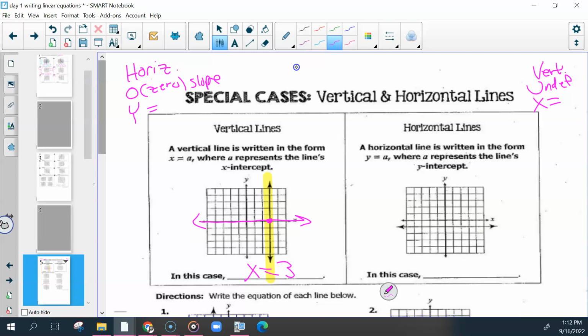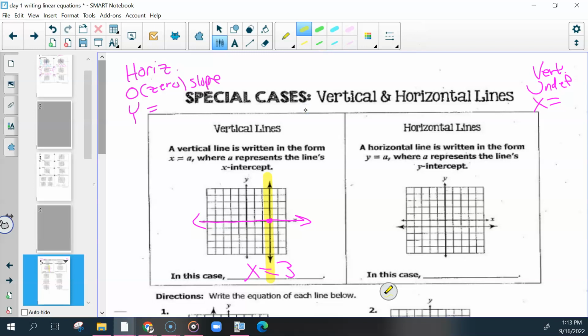Do not get confused with the slope, though, because this did not ask for the slope, but if it did, you would say undefined. So m= undefined for slope, x=3 for your equation. Try not to get those confused. Try to keep them separate in your mind.